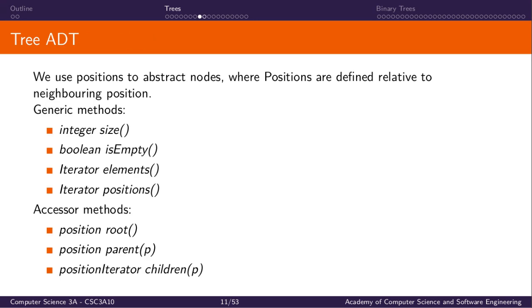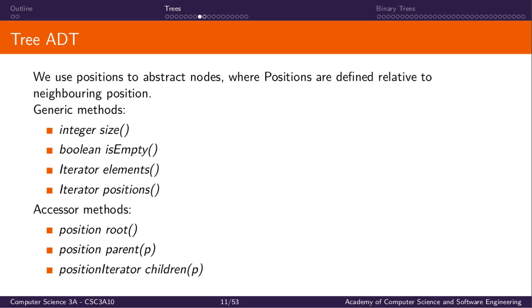All right, so back to where we were. The generic methods would be size, which tells us how many nodes or elements are stored within our tree. Is empty, well, are there none or are there some. Elements, which is an iterator, we know what that is. It should return to us a scannable collection of the elements within the tree. Then an iterator positions, instead of just returning the elements, returns the positions themselves.